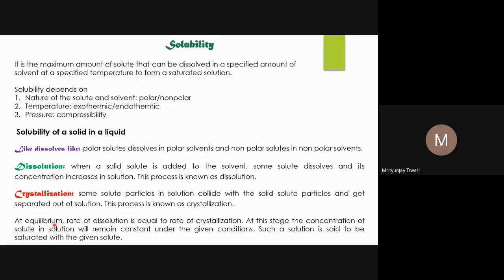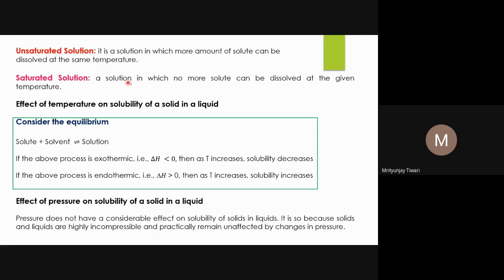At equilibrium, the rate of dissolution is equal to the rate of crystallization. Whenever we reach equilibrium, the rate of dissolution will be equal to the rate of crystallization. At this stage, the concentration of solute in solution will remain constant under the given condition of temperature. Such a solution is said to be a saturated solution with a given solute. The definition of a saturated solution we have already understood, so I am not going to explain it.